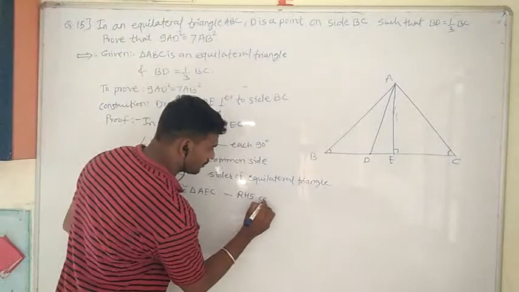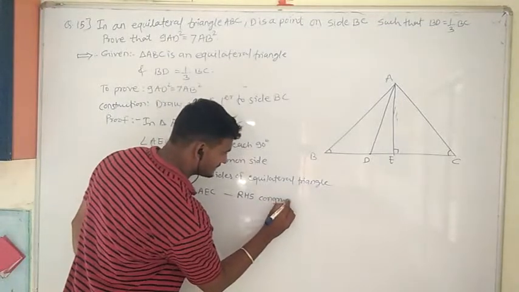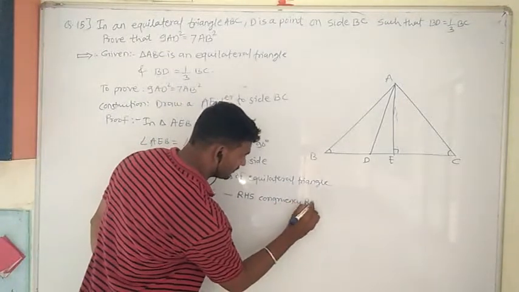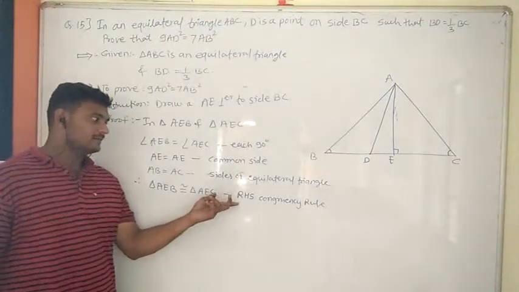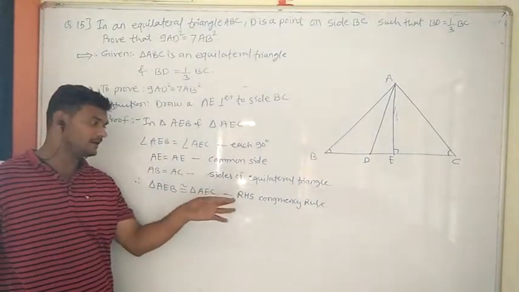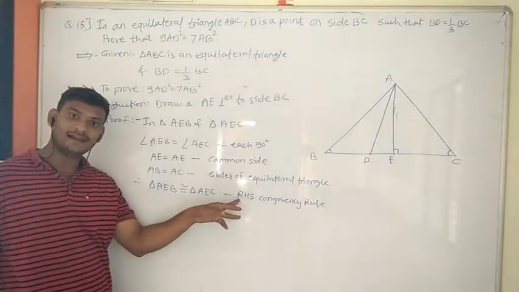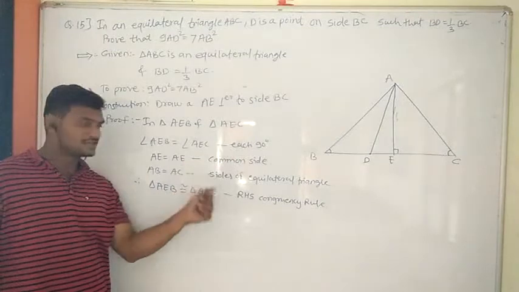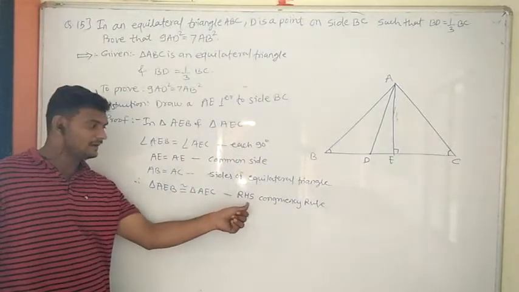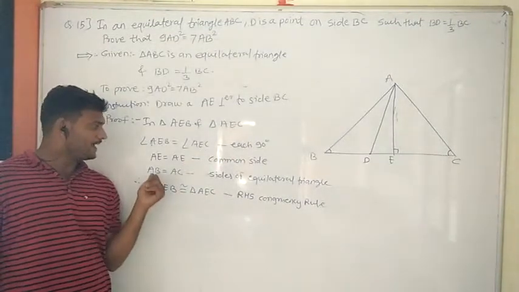By the RHS congruency rule. See here, RHS: R is nothing but right angle. Angle AEB is equal to angle AEC, each 90 degrees. That is one is right angle, and H is hypotenuse. The hypotenuses are equal.